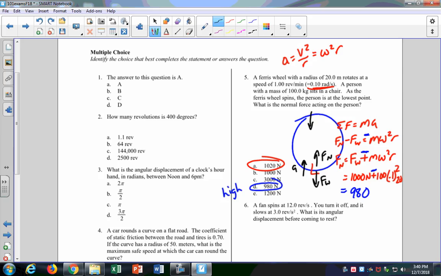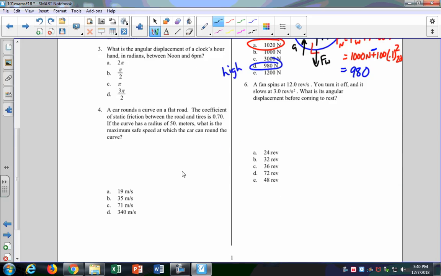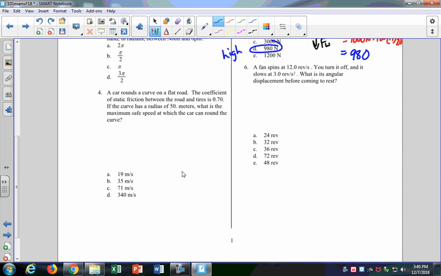A lot of people missed number 4. I was kind of disappointed. We worked it in class. It was on OpenStax. I was hoping it was going to be a gimme question. Remember, I have my road here, and I have a car on that road. My frictional force, as this car goes around, is in that direction, because if I didn't have the frictional force, the car would just go straight off the road. The frictional force causes it to move in that circular path, so my frictional force acts as my centripetal force. It is the centripetal force.